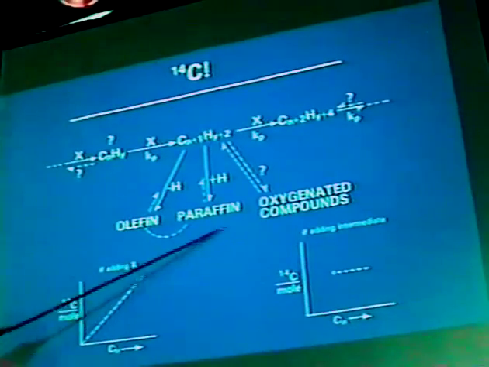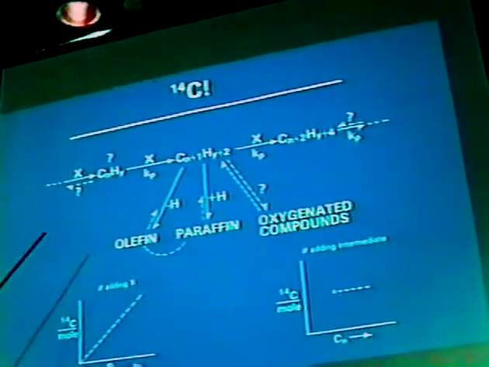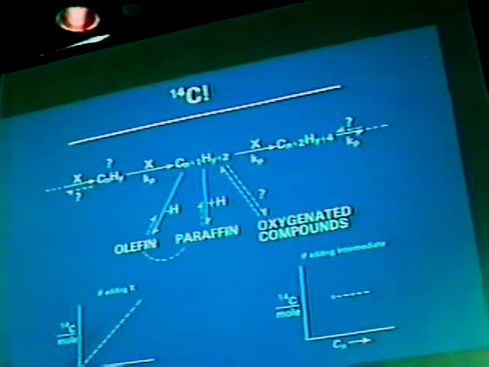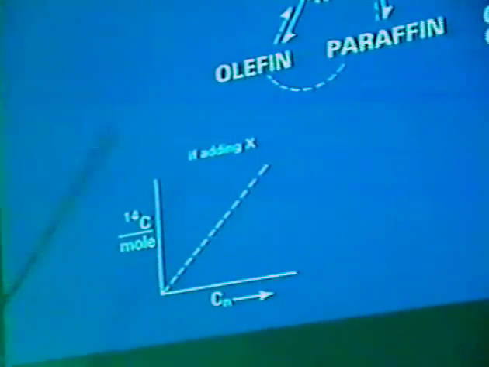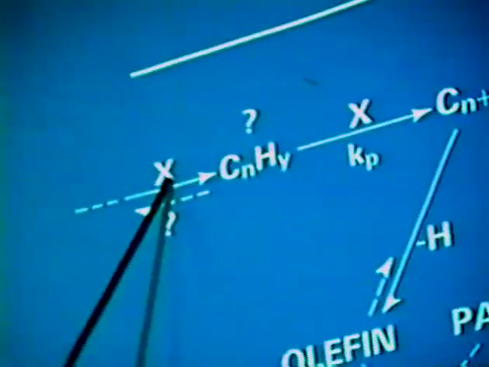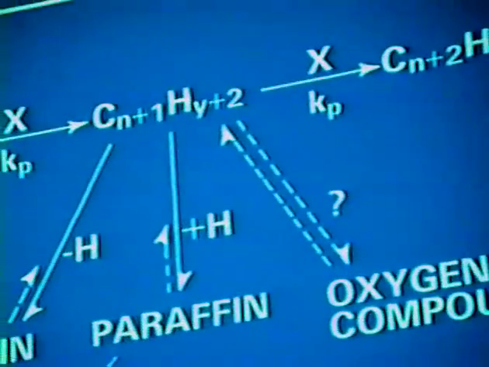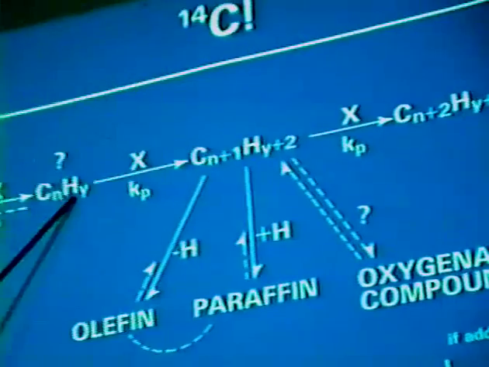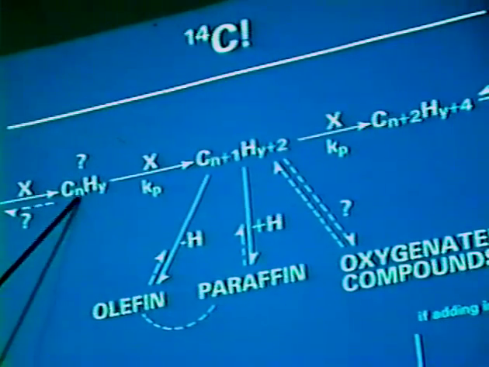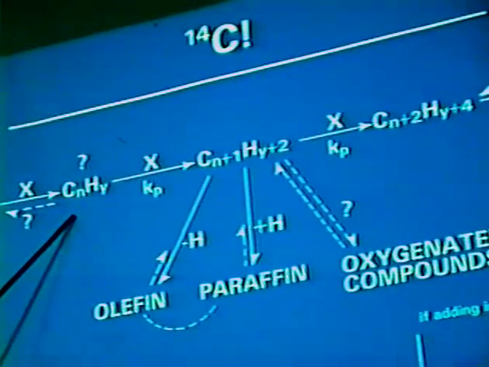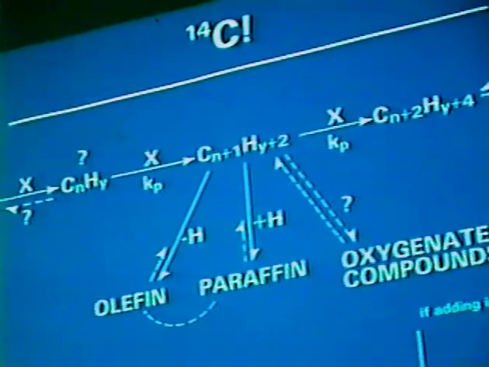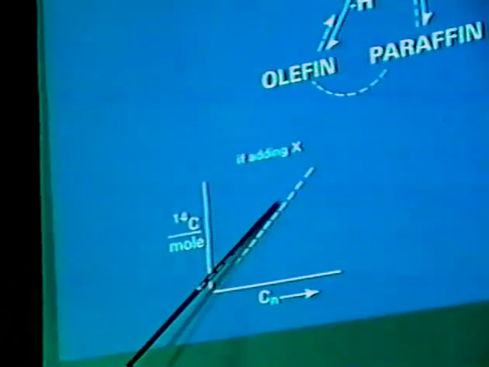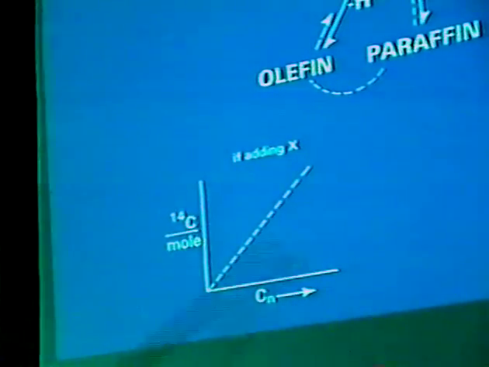Please, next slide. Don't worry about those cracks around here. I'm going to concentrate on these two plots over here. If we can find a way to add a radioactive chain propagator, then every time you add one more, for example, you only add one radioactive compound here, and here you add another. So per mole, when the carbon number increases, you will see the radioactivity increase, right? This is one case.